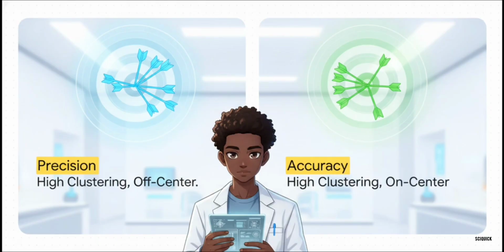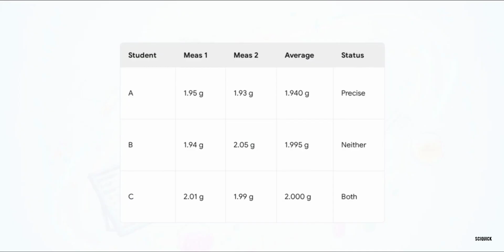Precision is simply how close your various measurements are to each other, regardless of whether they're actually right. Accuracy, on the other hand, is how close your measurement is to the actual true value. Let's actually see this concept in action with a concrete experiment. Say the true weight of an object is exactly 2.00 grams. Student A weighs it and gets 1.95 and 1.93. Now those numbers are very close to each other, so they're precise, but they're a bit far from 2.00, so they are not accurate. Then we have student B, who gets 1.94 and 2.05.